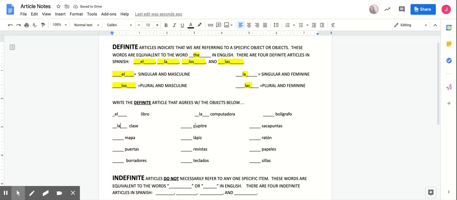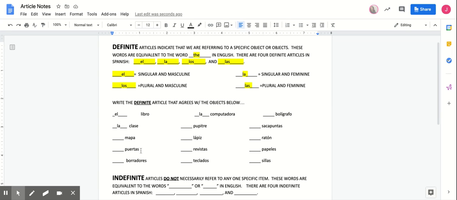I'm going to do that same exact thing with pupitre here. I'm going to do that same exact thing with sacapuntas. Careful with sacapuntas. It's not exactly what you think. Now with mapa is going to be another one that tries to trick us. It ends in an A, so I think it's feminine and it's singular.